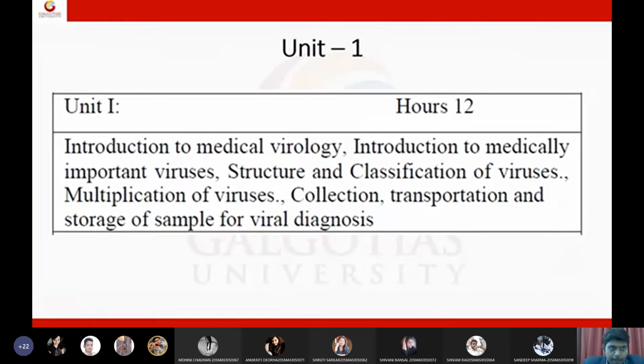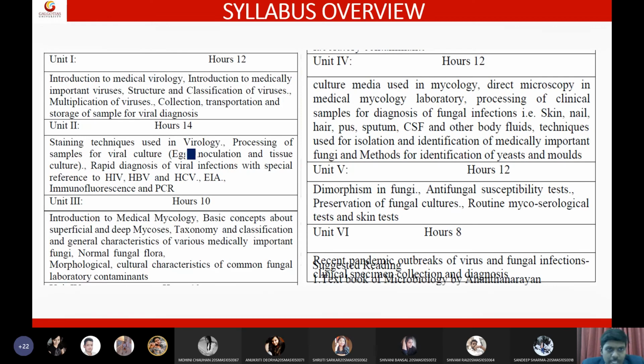See here, without noticing, we finished unit 1 and unit 2 actually. So complete unit 1 has been finished by today's lecture. We discussed introduction, important viruses, structure, classification, replication, collection, transport, and even storage of virus. And in unit 2, we discussed staining techniques, which is H&E staining, then egg inoculation, tissue culture. The only thing that is pending is rapid tests for HIV, HBV, HCV, and PCR and immunofluorescence test.